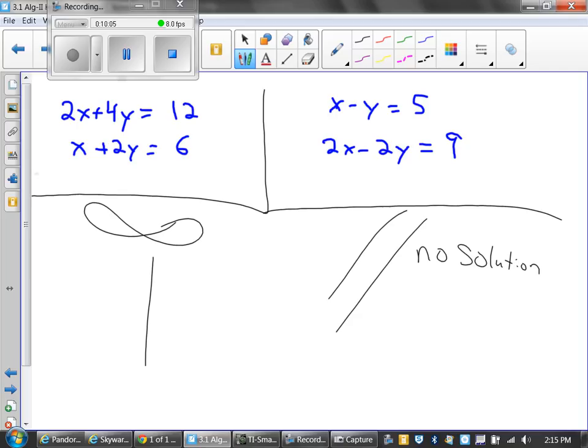What happens is when you're on a grid, if you're graphing the same spot, they have infinite number of solutions because they're lying on top of one another. So the number of solutions is infinite.